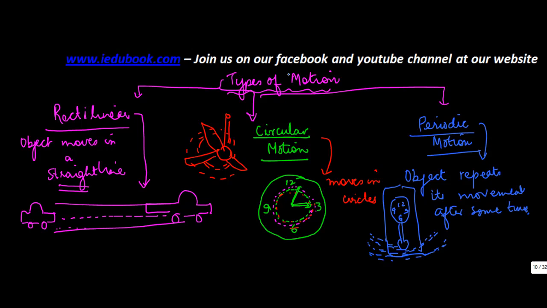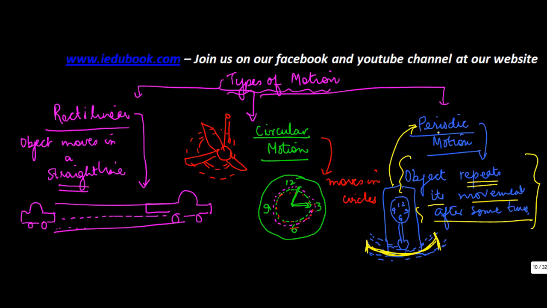So what is it doing? There's a definite path, which is this, right? And the pendulum is just following this path. So it's moving from this direction to this direction to this to this, and so on. So the object is basically repeating its movement. In that case, it is said that the pendulum of the clock is in periodic motion. Right? So these are the three types of motion that you have.